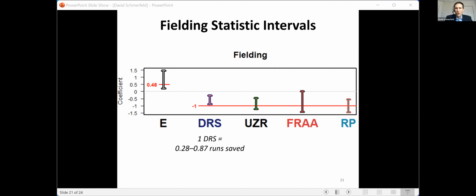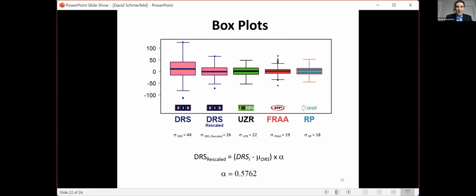1 DRS only equals 0.28 to 0.87 runs saved. And that's even after I widened the interval to account for multi-collinearity. So that means that DRS is overvaluing fielding because 1 DRS isn't actually equal to 1 run saved. It's more accurately equal to 0.3 to 0.9 runs saved. But we can fix this. We can fix it by rescaling.